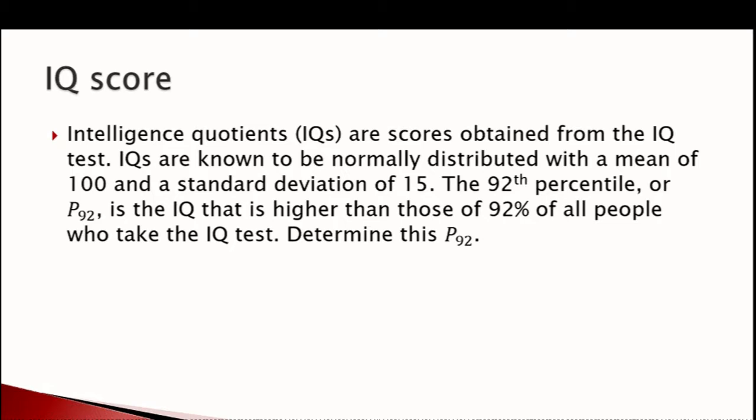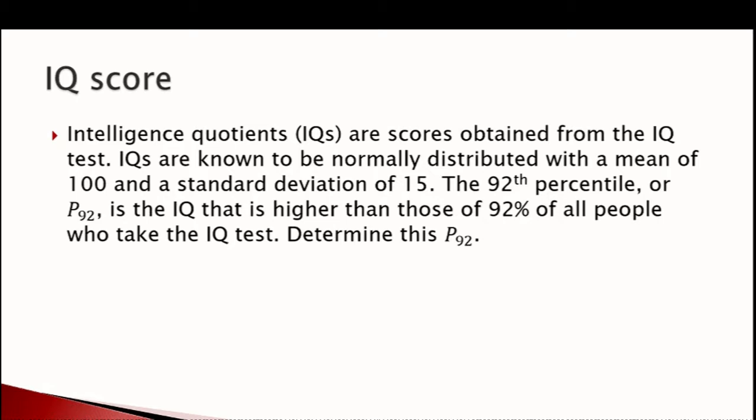That is mu, and a standard deviation of 15, that is our sigma. Okay, so that is a tiny typo right there. The 92nd percentile, usually denoted as P92, is the IQ that is higher than those of 92% of all the people who take the IQ test. Determine this P sub 92. P here stands for percentile, 92 is the 92nd percentile.